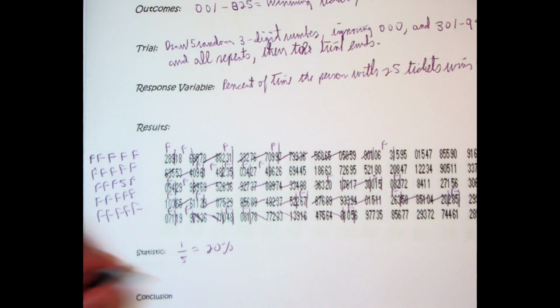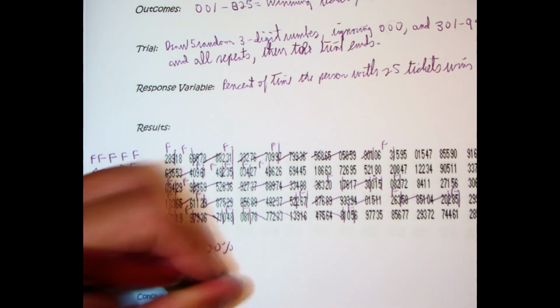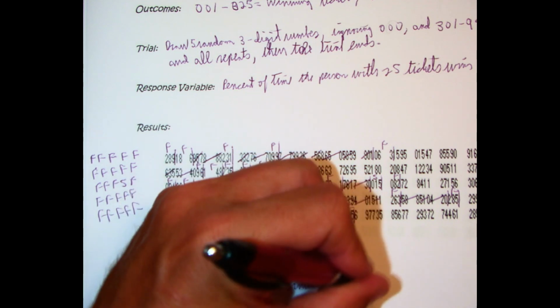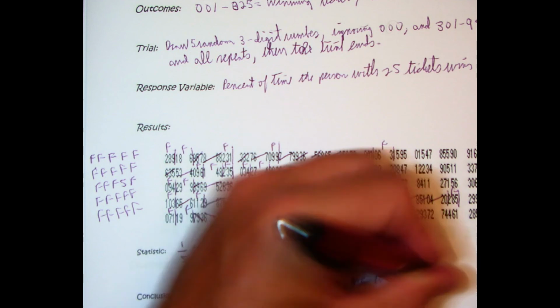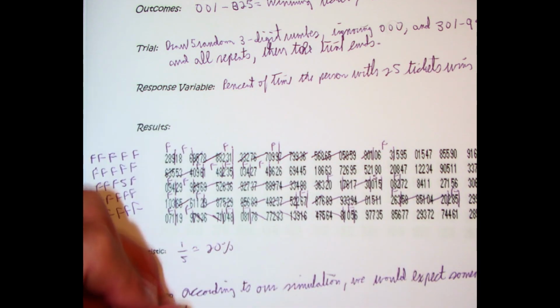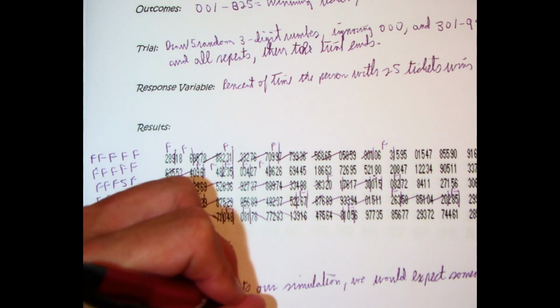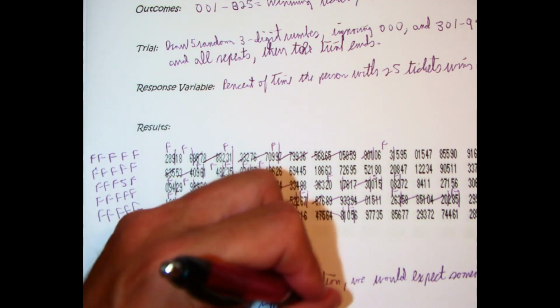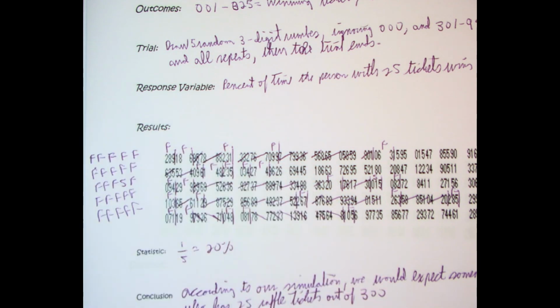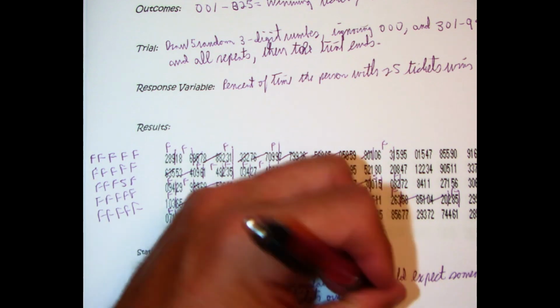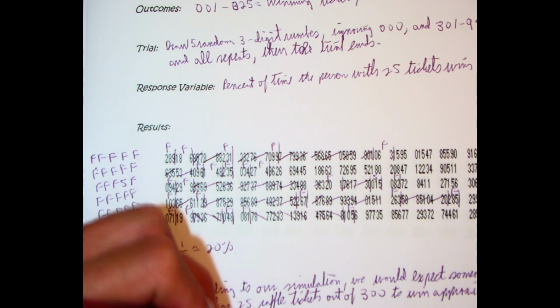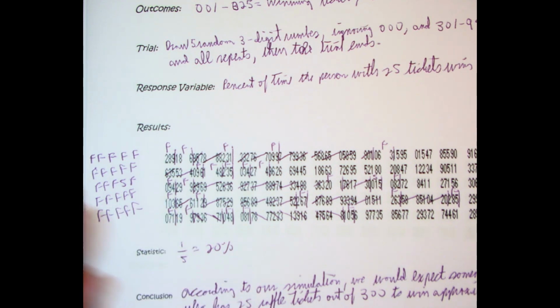So the conclusion is, according to our simulation, we would expect someone who has 25 raffle tickets out of 300 to win approximately 20% of the time.